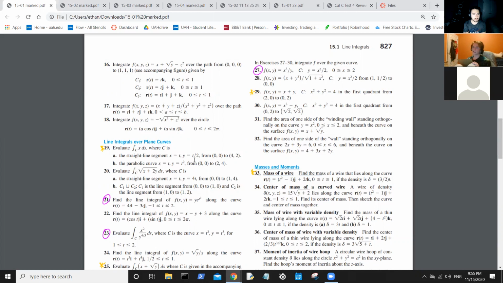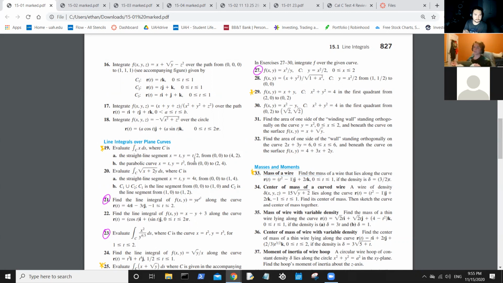So one thing to note is 21, 23, and 27 are kind of like the three types of questions they can ask. One, they give you a vector and say, hey, integrate it over this curve. With a vector, you just need to take out the i and j coefficients, and that'll be your x and y and z.